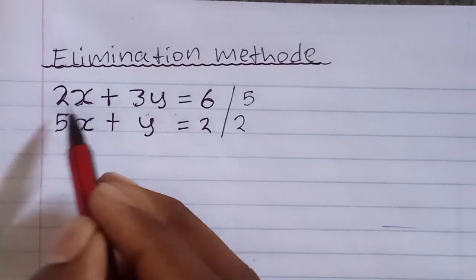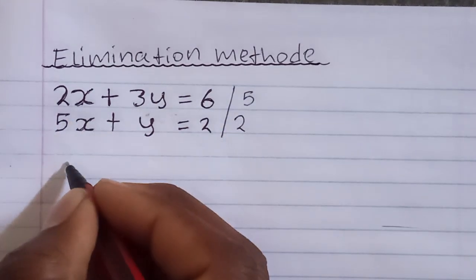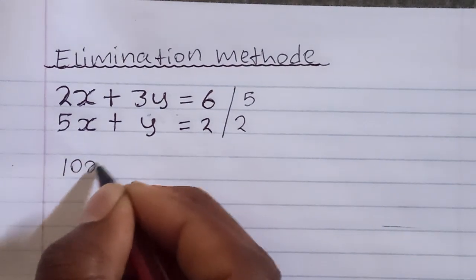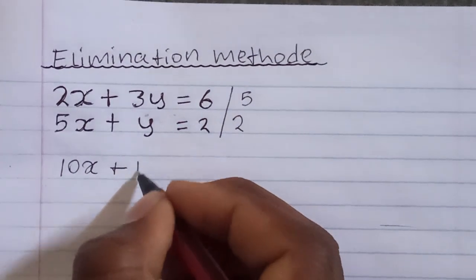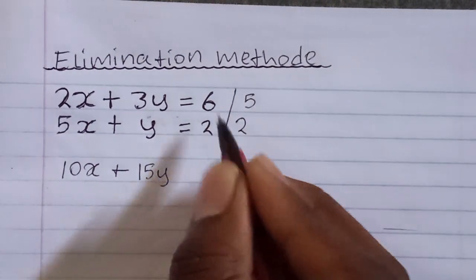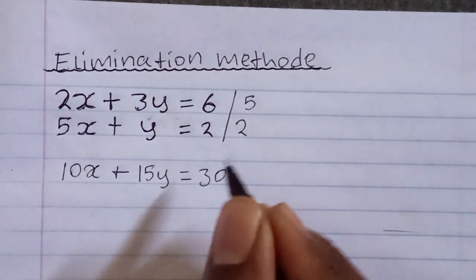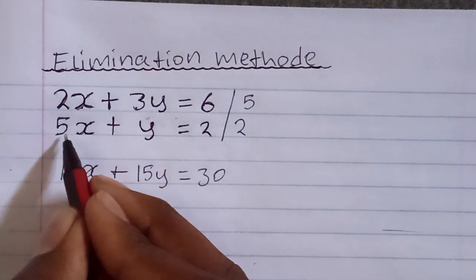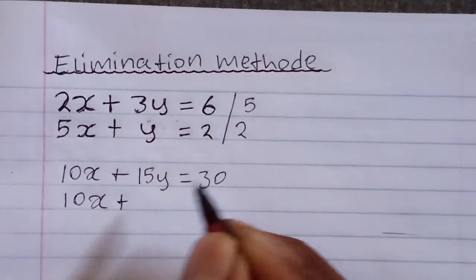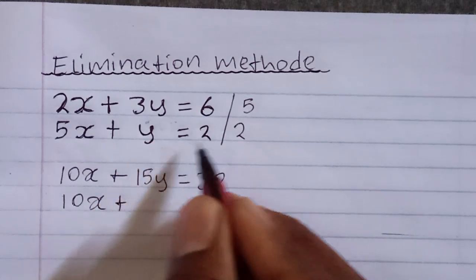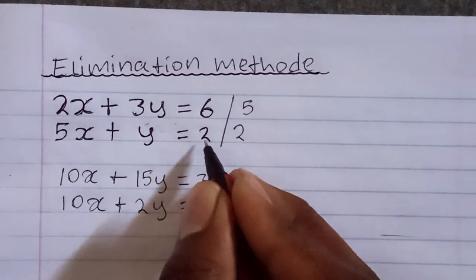So we are going to say 2x times 5 is 10x, plus 3 multiplied by 5 is 15y, is equal to 6 times 5, which is 30. Then here we are going to say 5x multiplied by 2 is 10x, plus y multiplied by 2 is 2y, is equal to 2 times 2, which is 4.